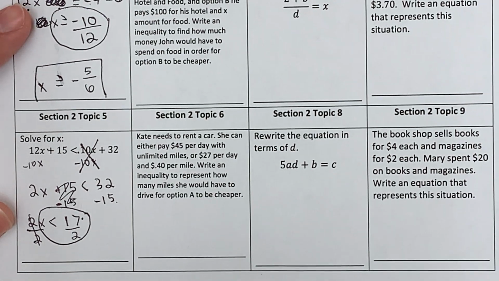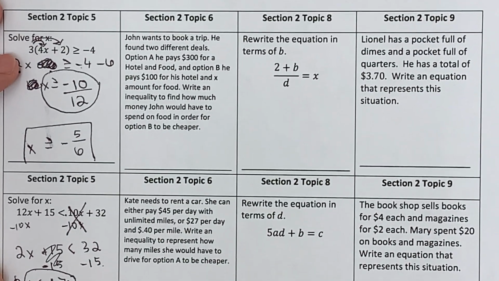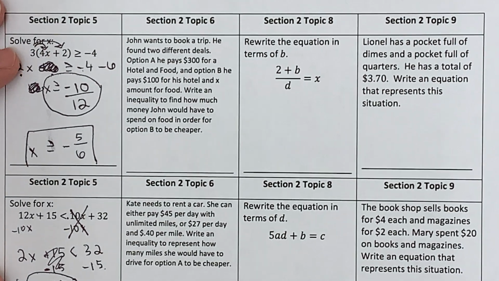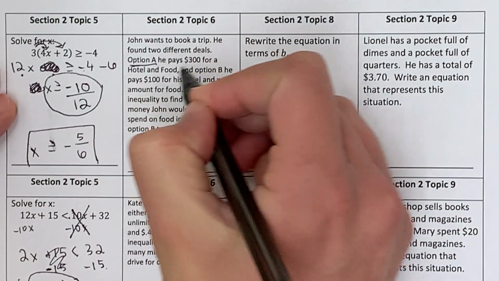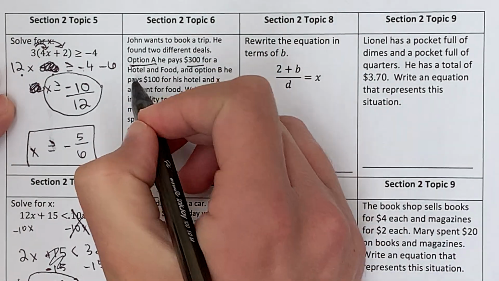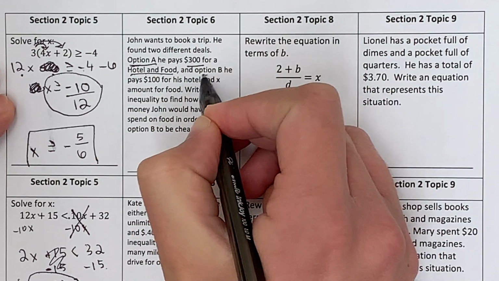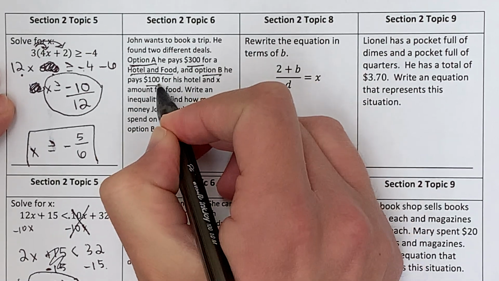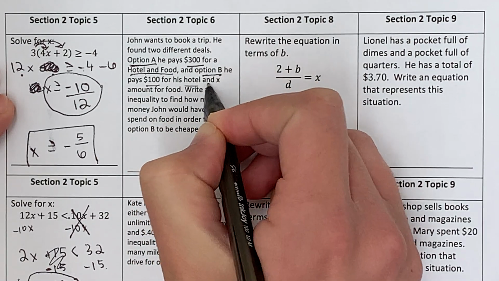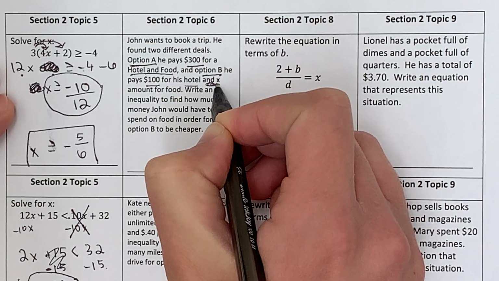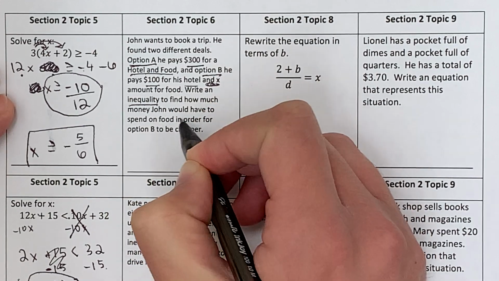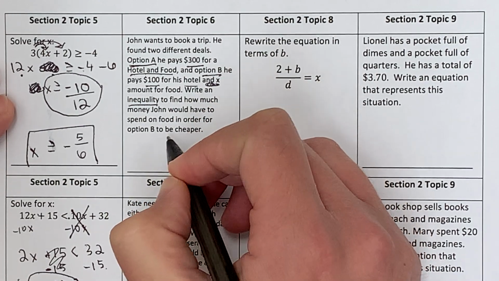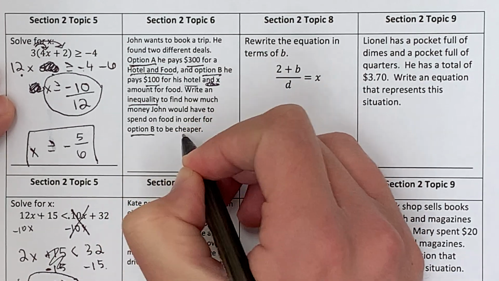All right, let's move on. Section 2, topic 6. John wants to book a trip. He found 2 different deals. Option A, he pays $300 for a hotel and food. Option B, he pays $100 for his hotel and X amount for food. Write an inequality to find how much money John would have to spend on food in order for option B to be cheaper.